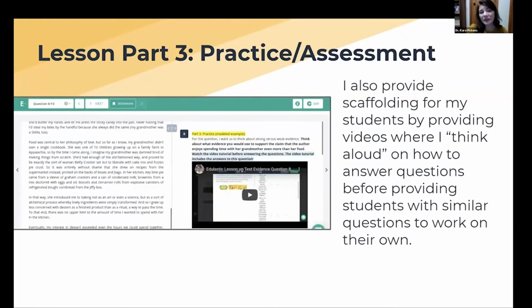There are also a lot of ways that you can include scaffolding, differentiation, and help for students within Edulastic. Sometimes when I had harder questions, I would first provide an example where I made a video modeling how to do the question. I would basically give them the answers, but I would also think aloud to show my thought process. Then I would give them similar questions to do on their own, so they had some help that way.